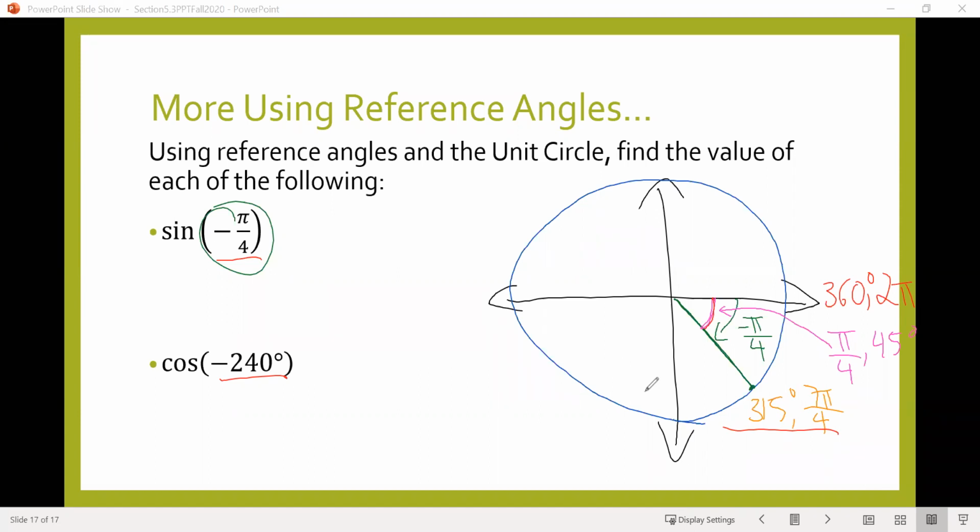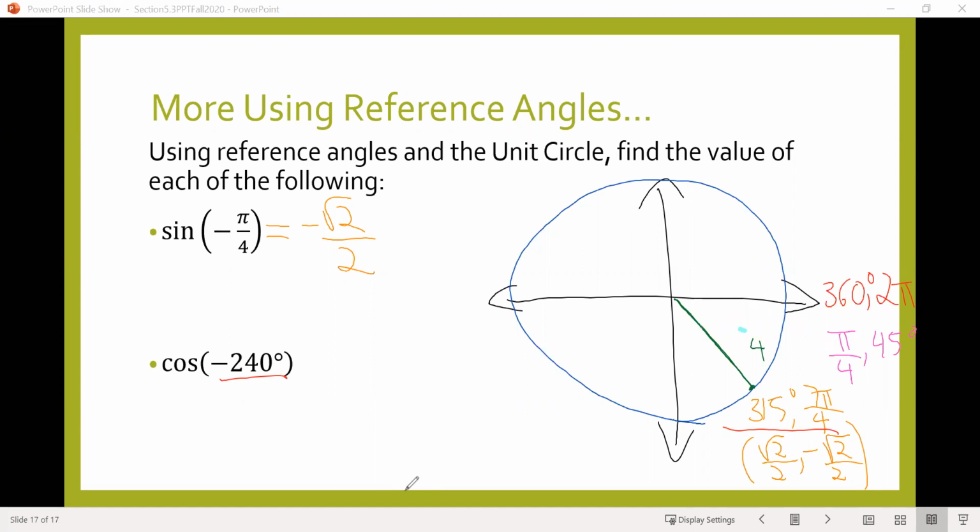And when we look at our unit circle for the cosine and the sine there, we'll see that the x value, or the cosine, is root 2 over 2. And the y value, or the sine, will be negative root 2 over 2, again because we're in the fourth quadrant. So what that tells us is that the sine of negative pi over 4 is going to be negative root 2 over 2. And again, the reason for that is because it's going to be the same as the sine for 315 degrees, or 7 pi over 4 radians. Okay?